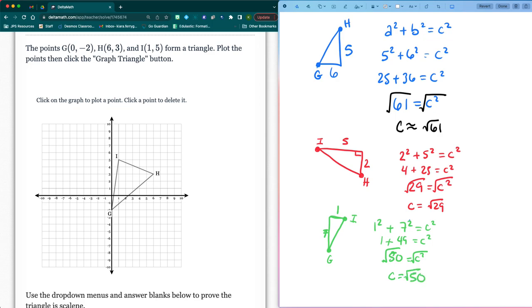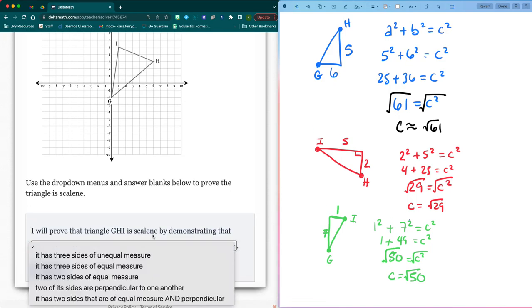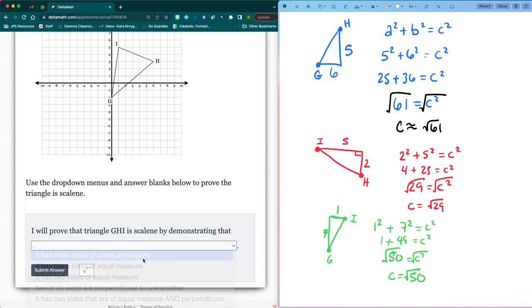So if you look at all of the sides, right, this side right here, our first side that we actually found, that was showing me the GH, right? And so I knew that GH was going to have a length of square root of 61. And then I knew that IH is going to have a length of square root of 29. IG, the side IG, has a length of square root of 50, right? And so none of these are equal, and therefore I would be able to say that this triangle is indeed scalene. So I'm going to come to my mouse, I'm going to scroll down, and I can say I can prove the triangle is scalene by demonstrating that all three sides are of unequal measure.